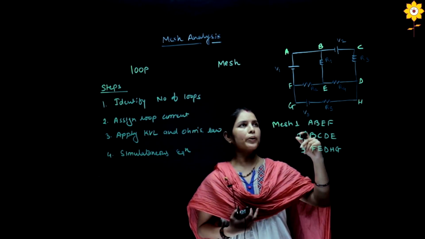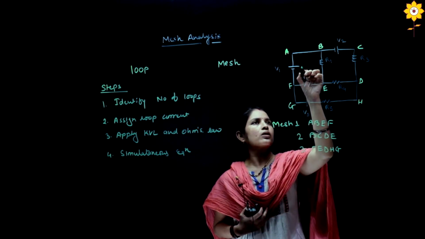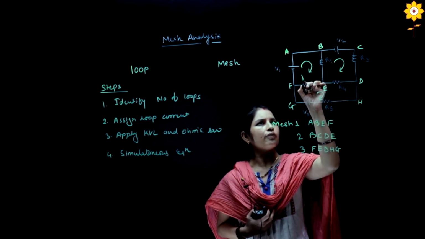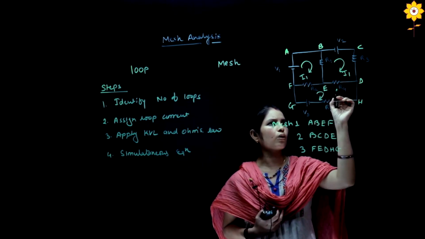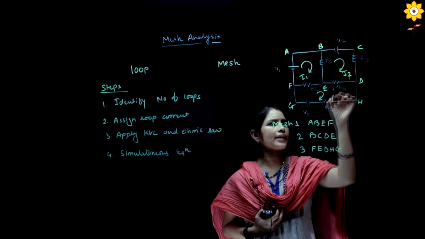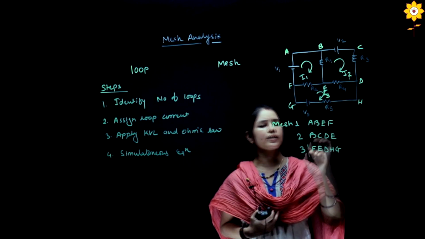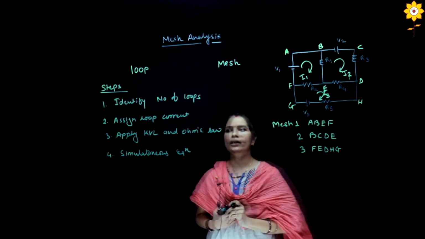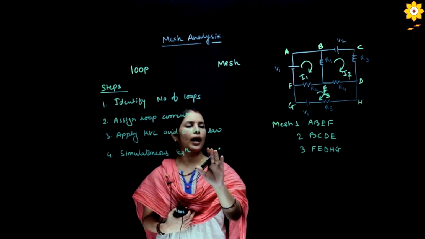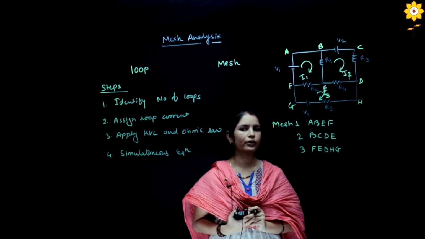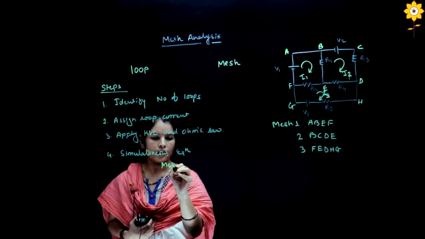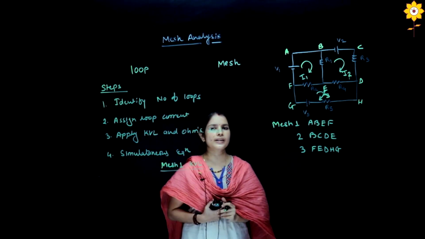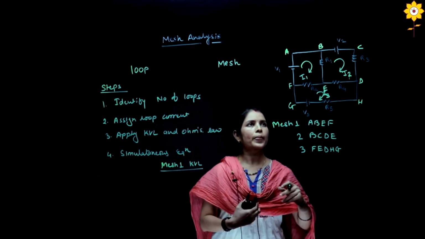The next step will be to assign the mesh currents. Generally we can assign any direction to these mesh currents, but it will be simpler to solve if we apply clockwise directions to those mesh currents. So, I have applied clockwise to mesh currents I1, I2 and I3, and then after that we will apply KVL and Ohm's law and solve the simultaneous equations. First of all, in mesh 1 we will apply KVL. KVL is actually Kirchhoff's voltage law.